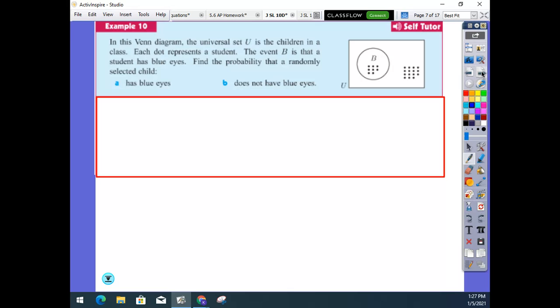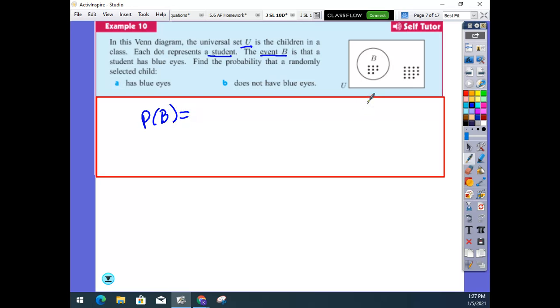Okay, so this one we have to read our Venn diagram. Notice this, the universal set U is the number of kids in a class. Each dot is a student. The event B means the student has blue eyes. So that means everybody in B has blue eyes. Everyone that is not in B does not have blue eyes. So probability of blue.